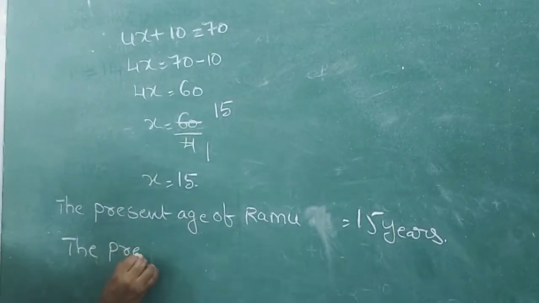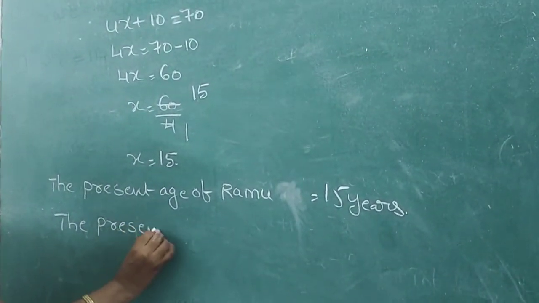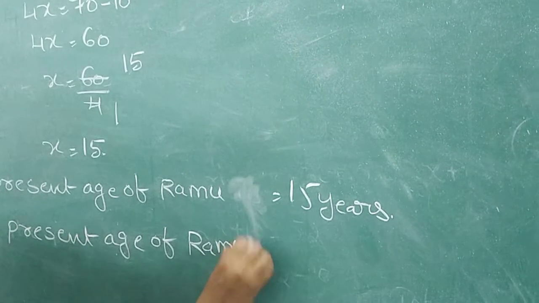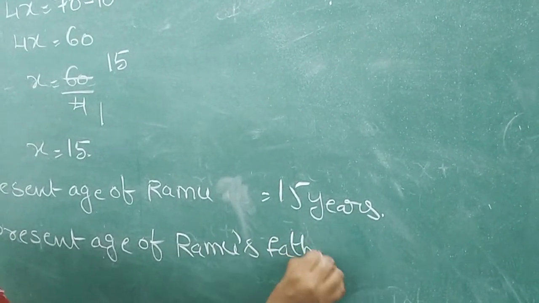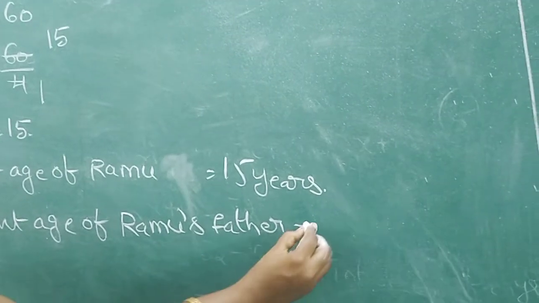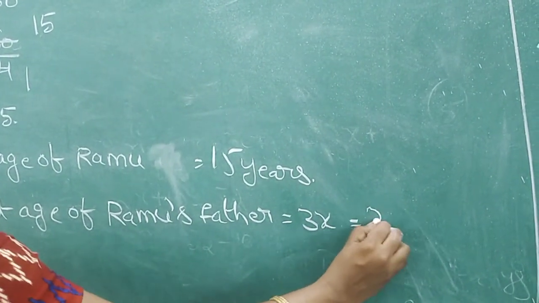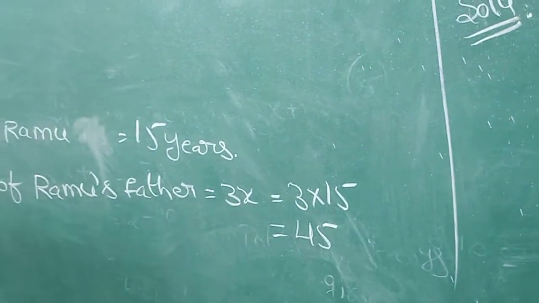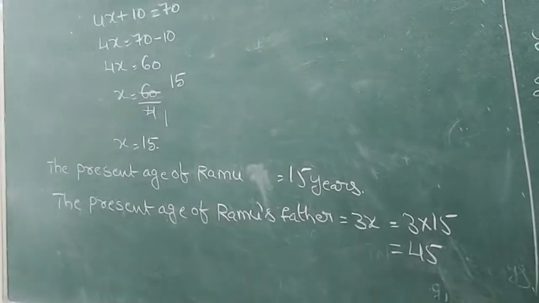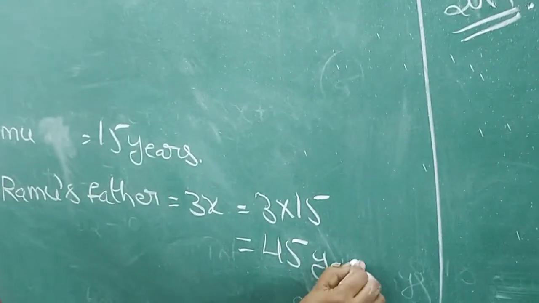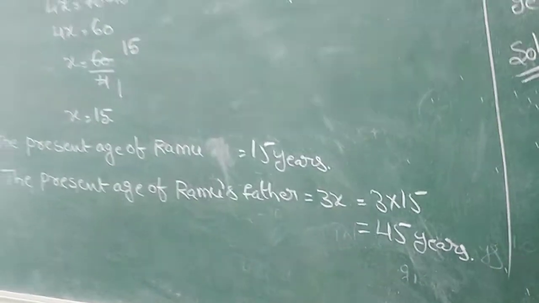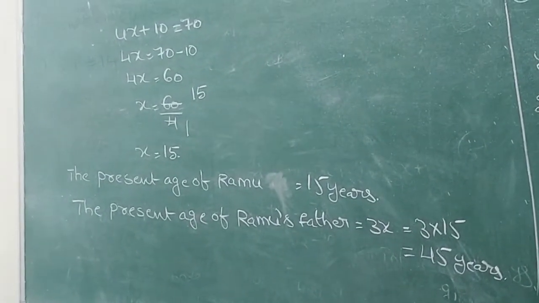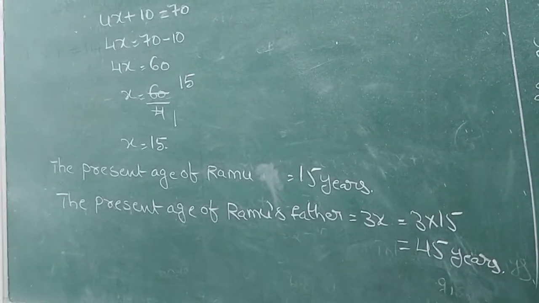The present age of Ramu's father is 3 into 15, that is 45 years. The present age of Ramu is 15 years and the present age of Ramu's father is 45 years.